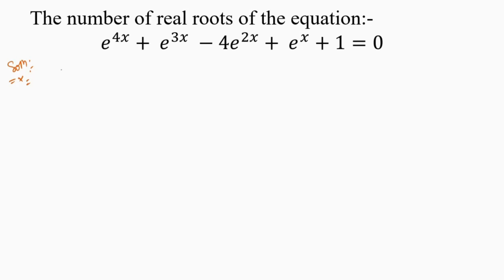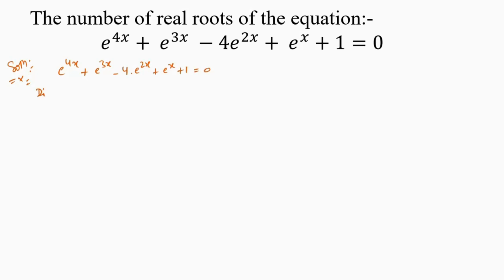We are given e raised to the power 4x plus e raised to the power 3x minus 4 times e raised to the power 2x plus e raised to the power x plus 1 equals 0.